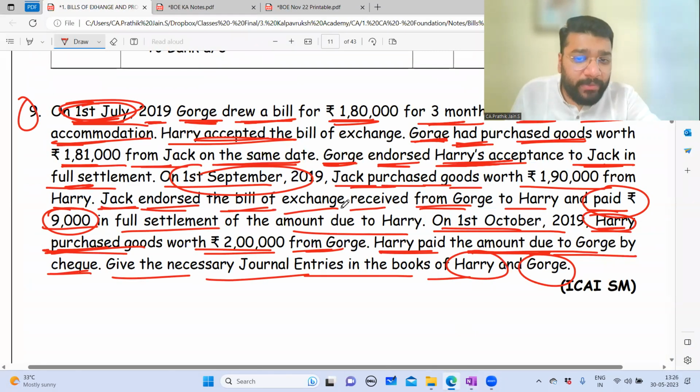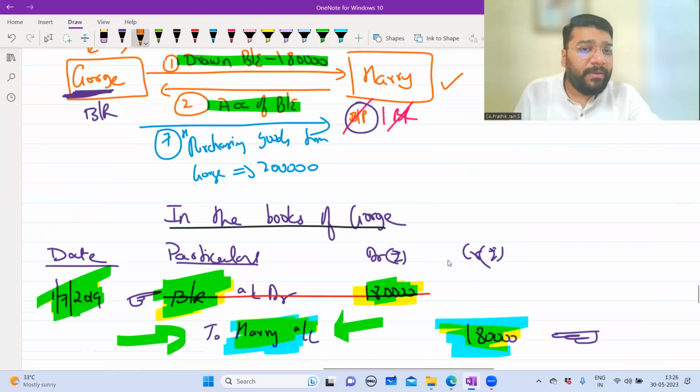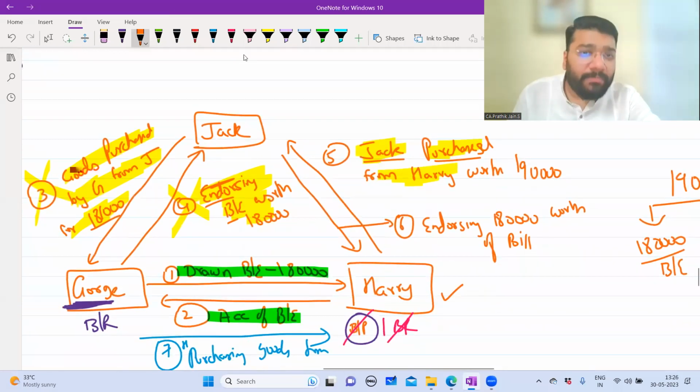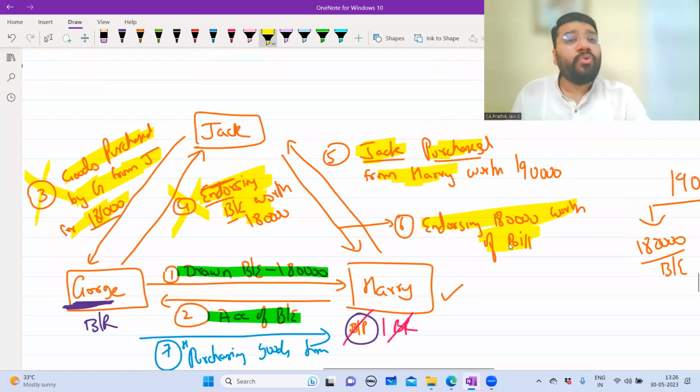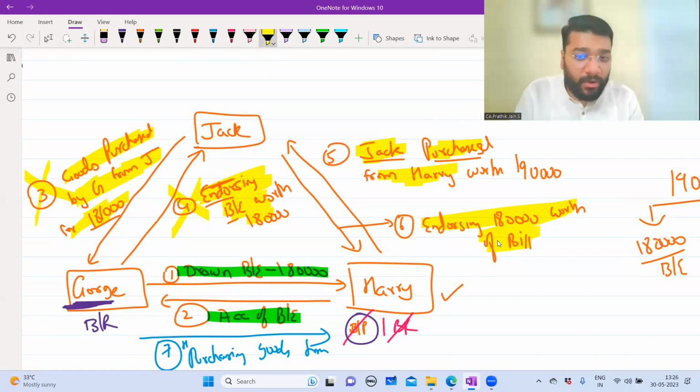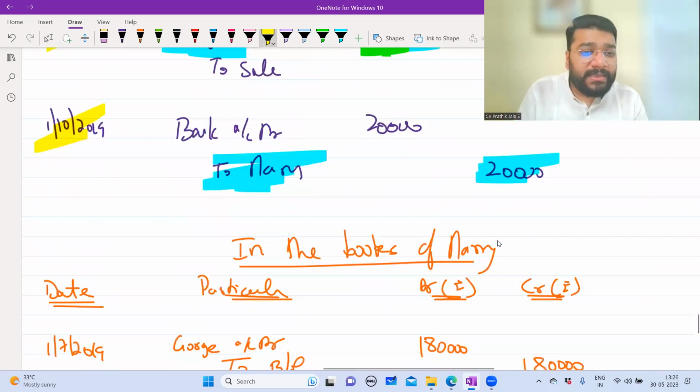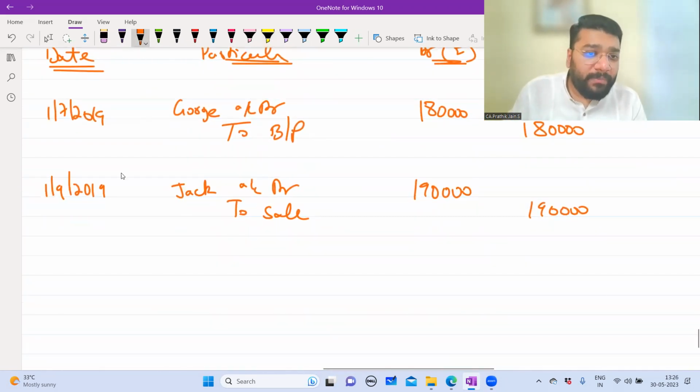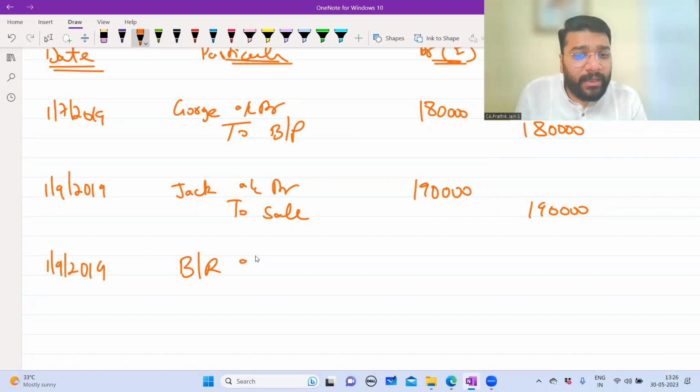Now guys, Jack is endorsing the bill of exchange received from Gorgie to Harry, which means Jack is having one bill which he got from Gorgie. That bill is endorsing. So endorsing 180 worth of bill. So who is endorsing to whom? Jack is endorsing to Harry. So Harry is receiving the bill. So now, on which date is receiving the bill? 1st September itself. So on 1/9/2019, bills receivable account debit. How much? 180.